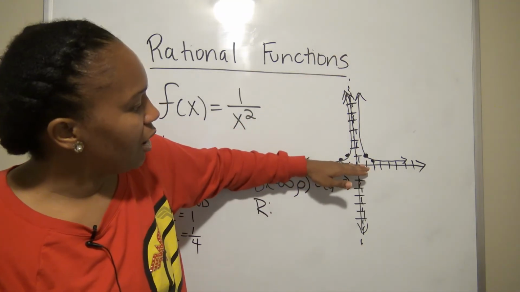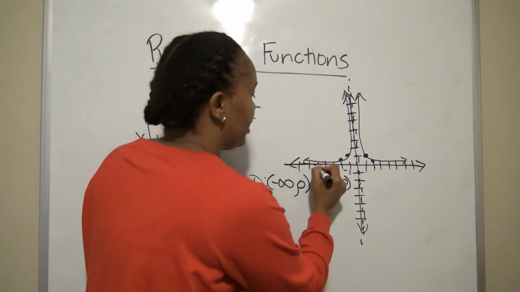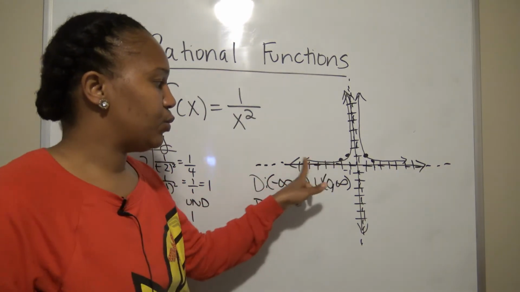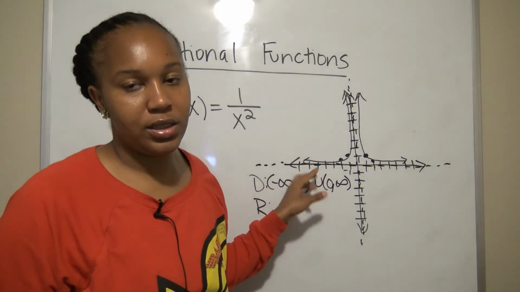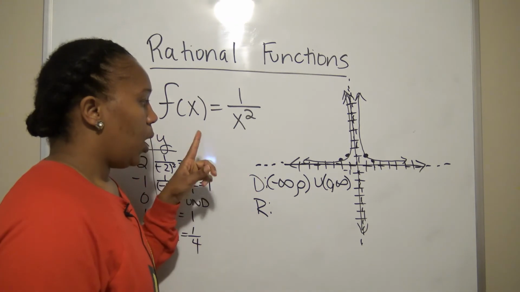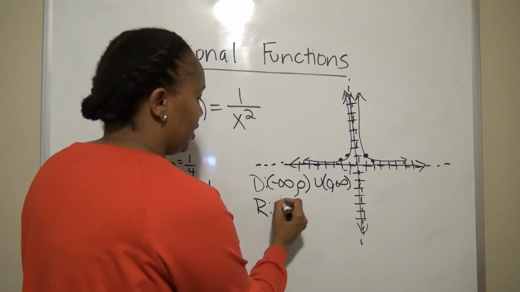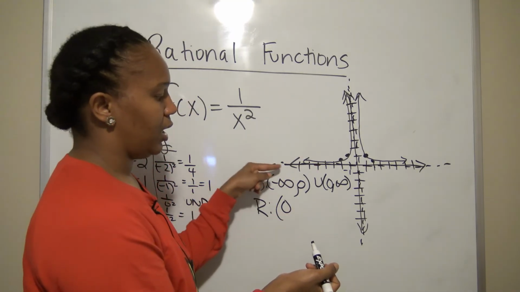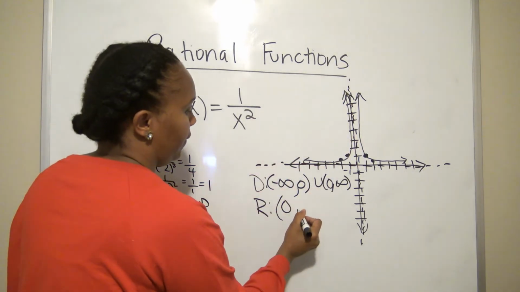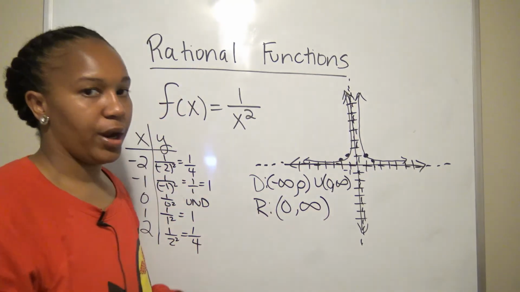But with this function, there's nothing underneath the x-axis, so everything is positive. So where does it start? It starts here. So again, this is a horizontal asymptote, meaning the graph gets really close to the x-axis, but it doesn't touch the x-axis. So it will start at 0, and because it doesn't touch the x-axis, you will put a parenthesis around 0, and then it continues on to infinity. So that would be your range.